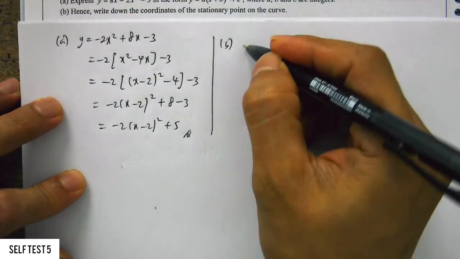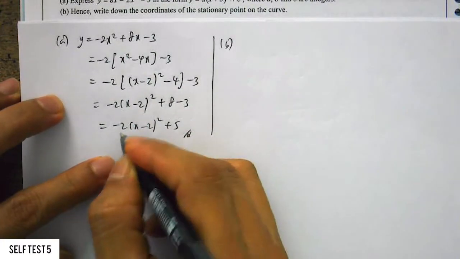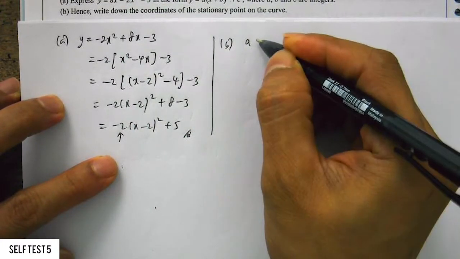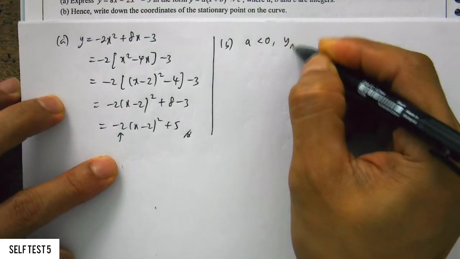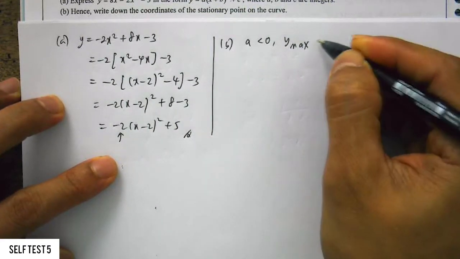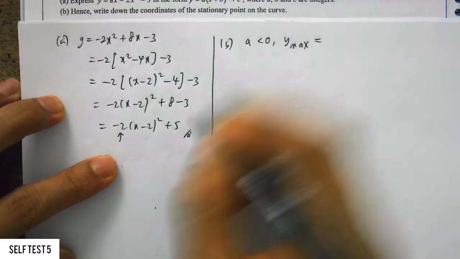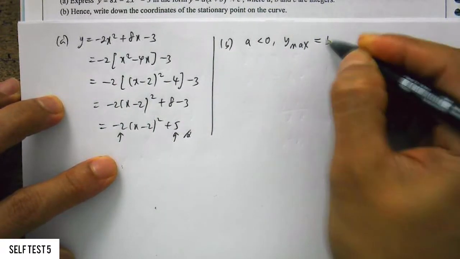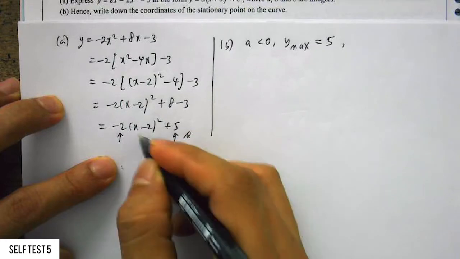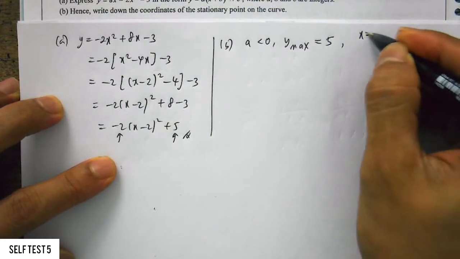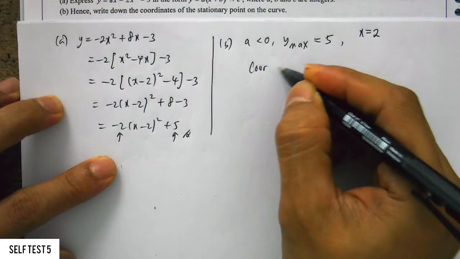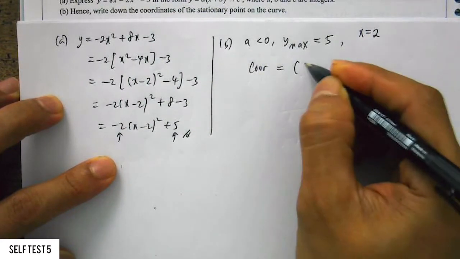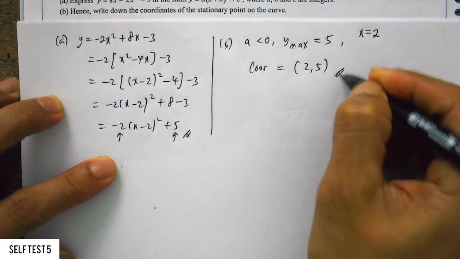Now, to know whether it's minimum or maximum, you can see your A here, the coefficient of x squared. Your A is less than 0, so your y has a maximum value or maximum point. So my maximum value is 5, the one outside the bracket. Now this happens when the one inside the bracket, x minus 2, is 0, therefore x equals 2. So your coordinate of your stationary point will be, we write x first, followed by y. That's it. That's your answer.